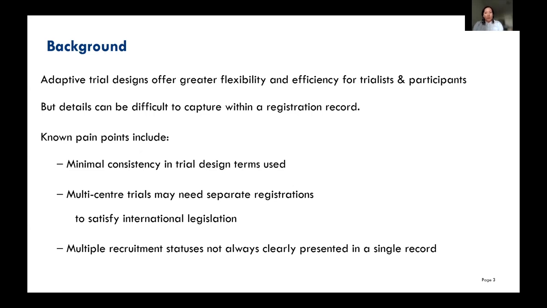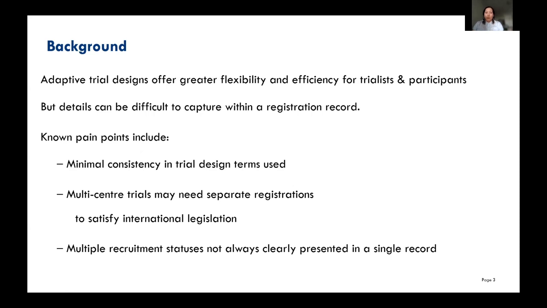These trials use pre-specified criteria to introduce or remove different treatment arms across the life cycle of a trial, and this is different to what we would consider as a traditional trial approach, where all of the arms are considered and stay the same from the beginning to the end of the trial. Because of the changing nature of adaptive trials, it can be quite difficult to capture the design details that are required within a registration record.